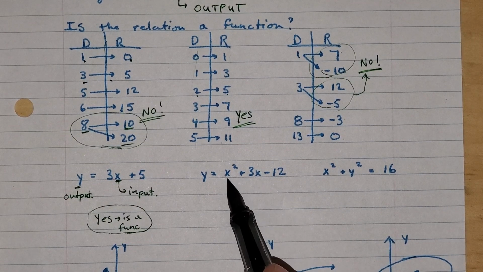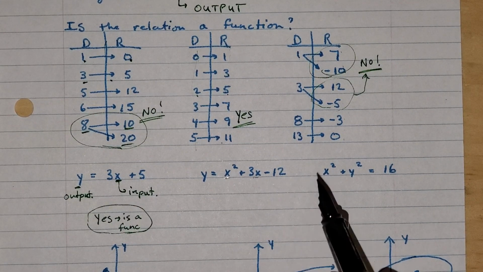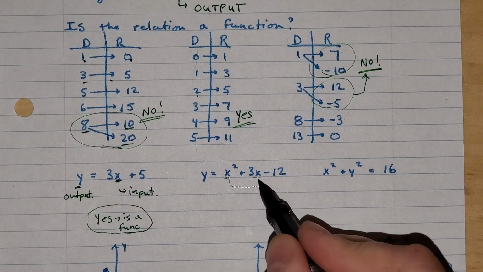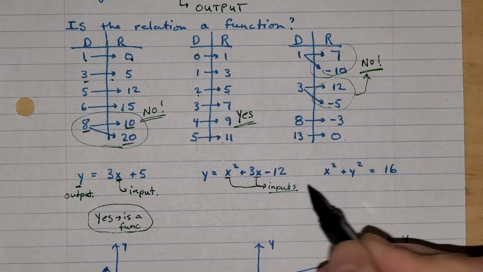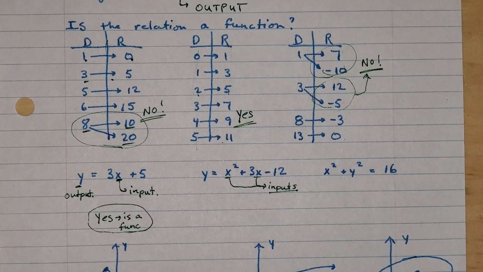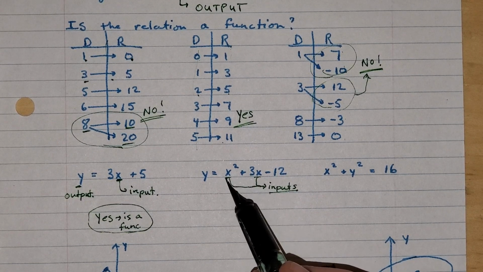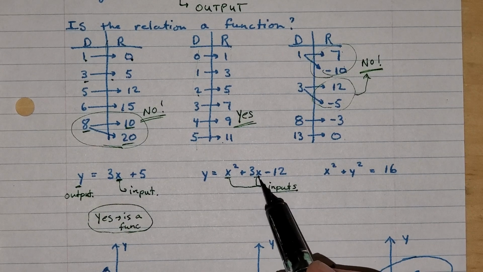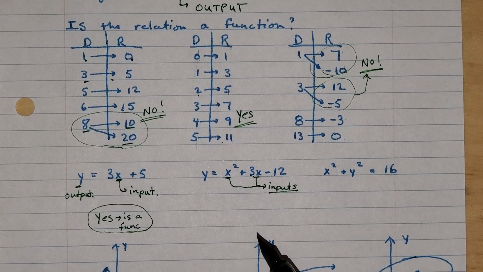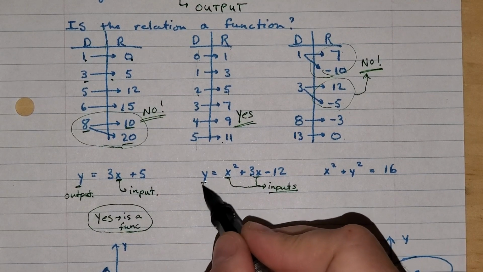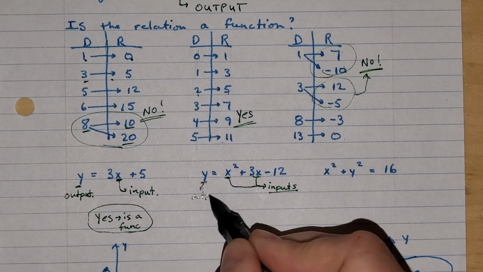How about here? Oh, I have 2 places I can plug an x in, right? So these are both inputs. Pick a number. I'll pick 2, right? 2 squared is 4. 3 times 2 is 6. 4 plus 6 makes 10. What's 10 minus 12? Negative 2. So my output would be negative 2.